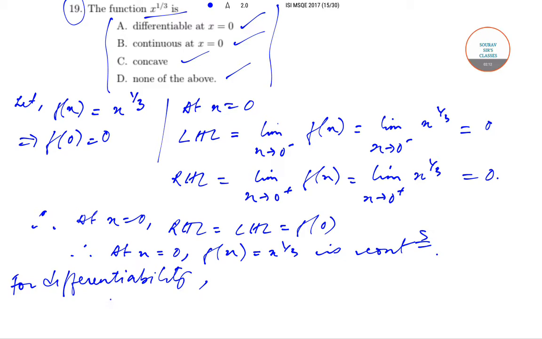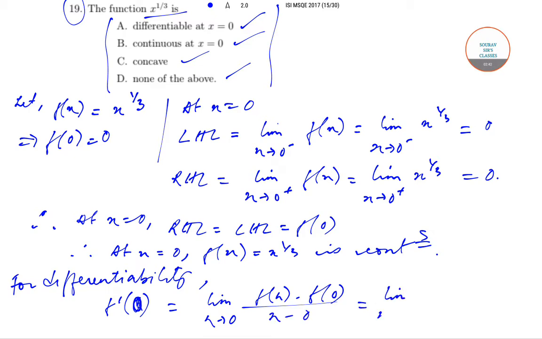For differentiability, we need to find out the value of f dash 0. So f dash 0 is basically equal to limit h tends to 0 of f of h minus f of 0 by h minus 0. This is equal to limit h tends to 0 of f of h by h, since f of 0 is 0, so f of h minus 0 is equal to f of h.